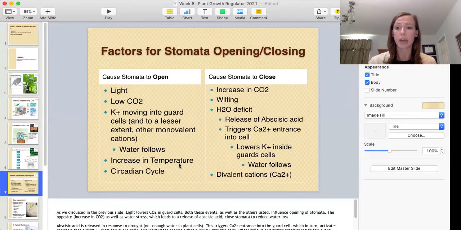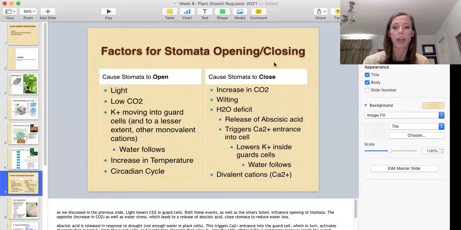Additionally, an increase in temperature, as well as the plant's natural circadian cycle, which is similar to our own. Different genes are turned on with the new day, with the light coming out, with our normal circadian rhythms. This will also open stomata.